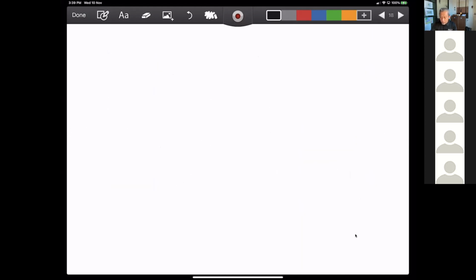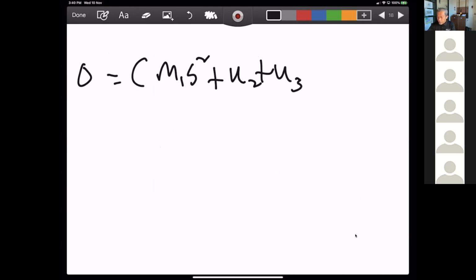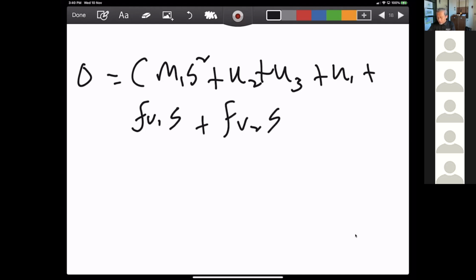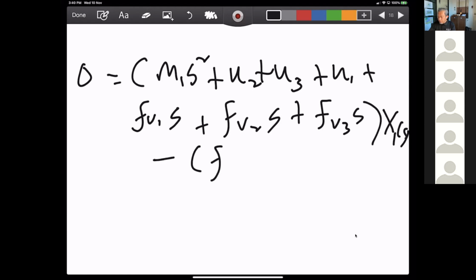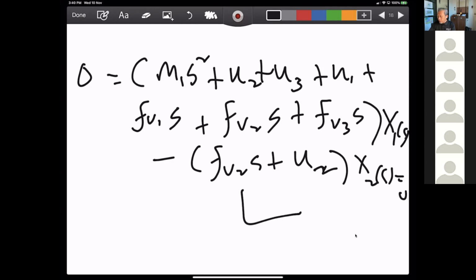Then equation number 4 will be 0 plus (K1 plus K2... FV1 S plus FV2 S plus FV3 S) X1 S minus (FV2 S plus K2) X2 S equal to 0.